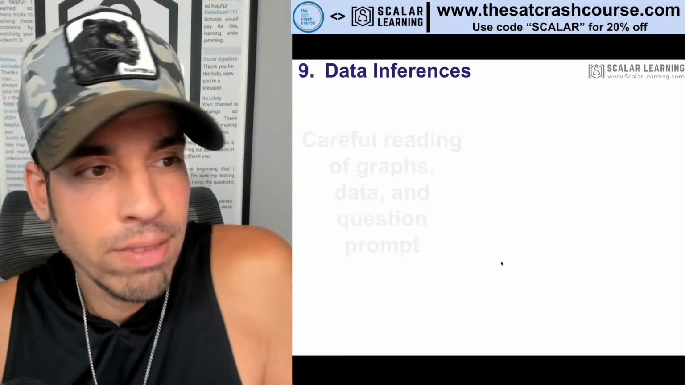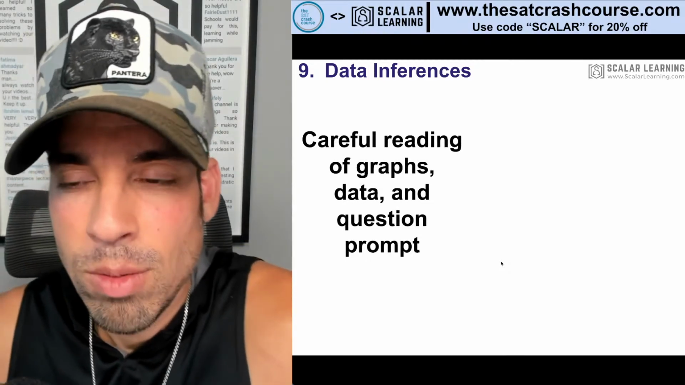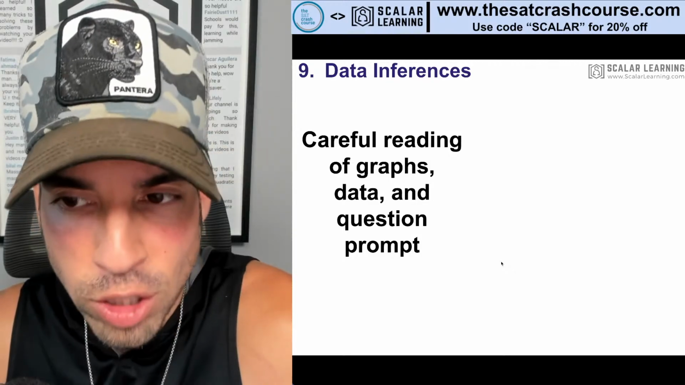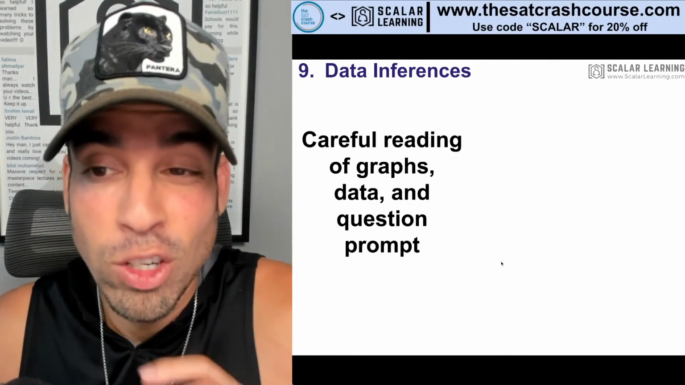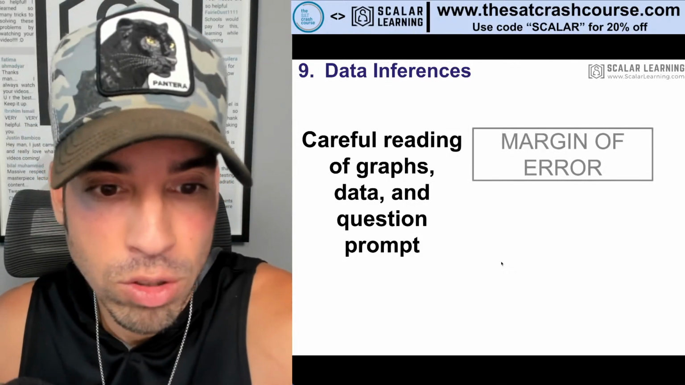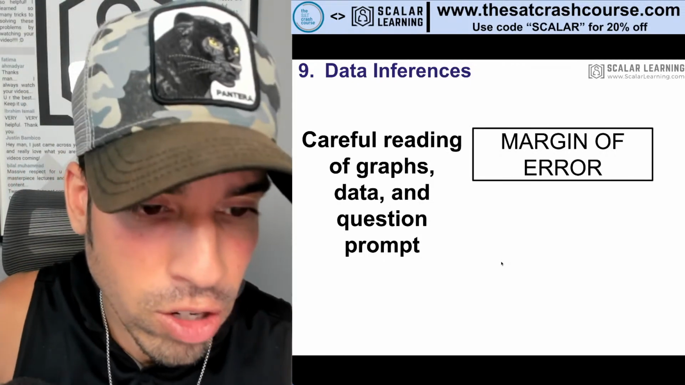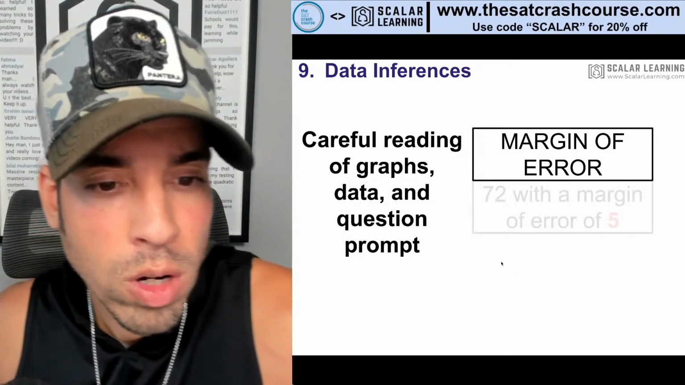All right, data inferences. The key with these questions in general is quite simple. Careful reading of graphs, data, and question prompts. So just make sure that you're reading everything carefully. You're not missing any details. So for example, by the way, one of the things that's tested a lot in this area is margin of error. What is margin of error?